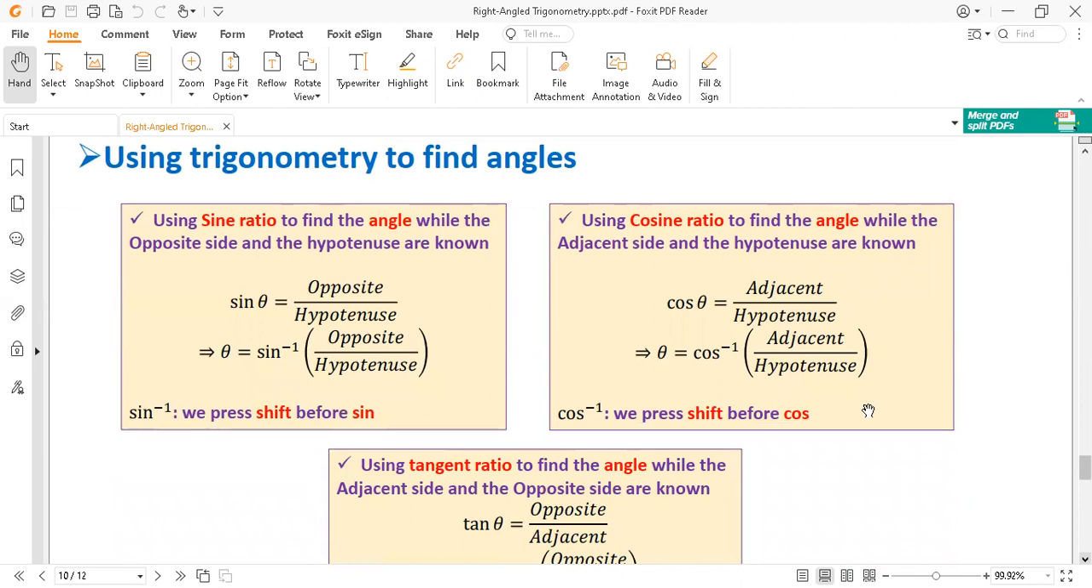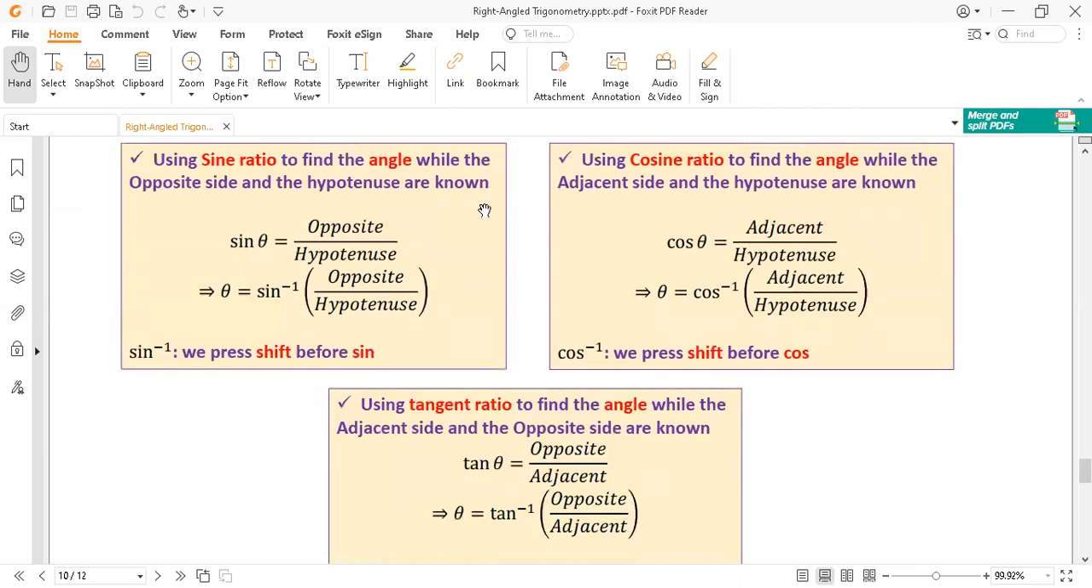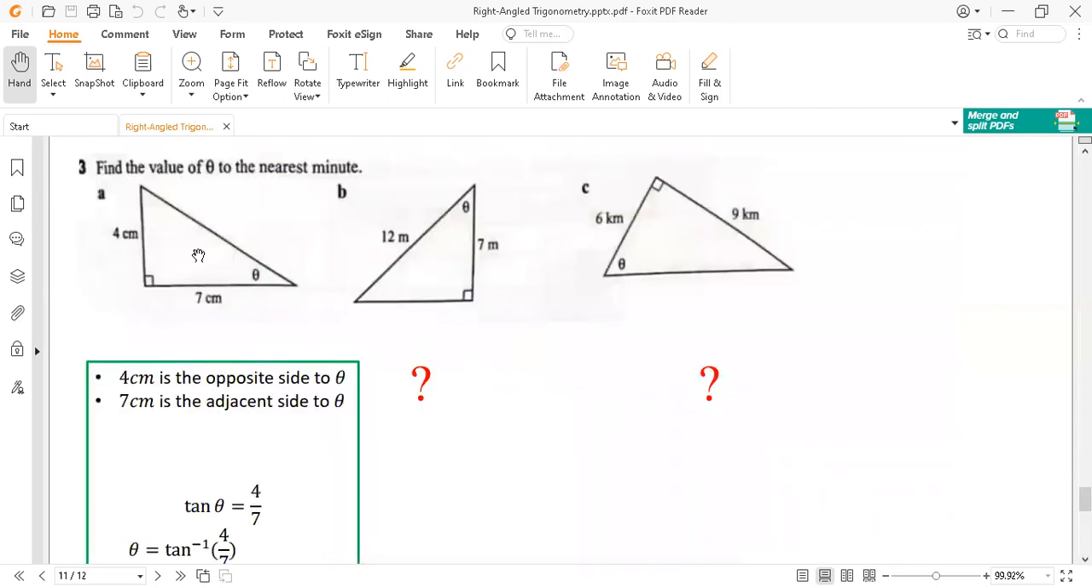So easy, also easy. We first want to investigate, or discuss, which side and which angle we have, to choose the suitable trigonometry ratio to find the unknown angle that we are interested in. For example, they ask us to find the value of theta to the nearest minute.